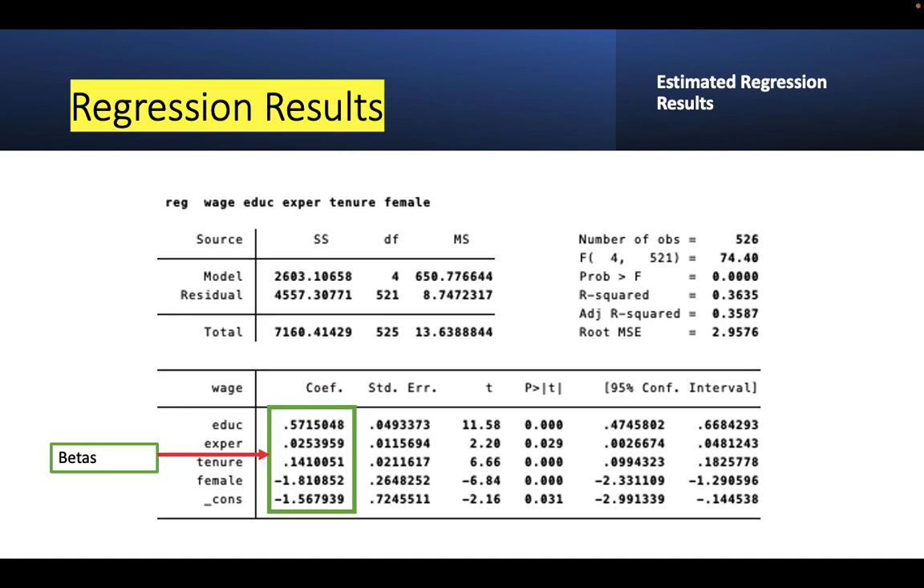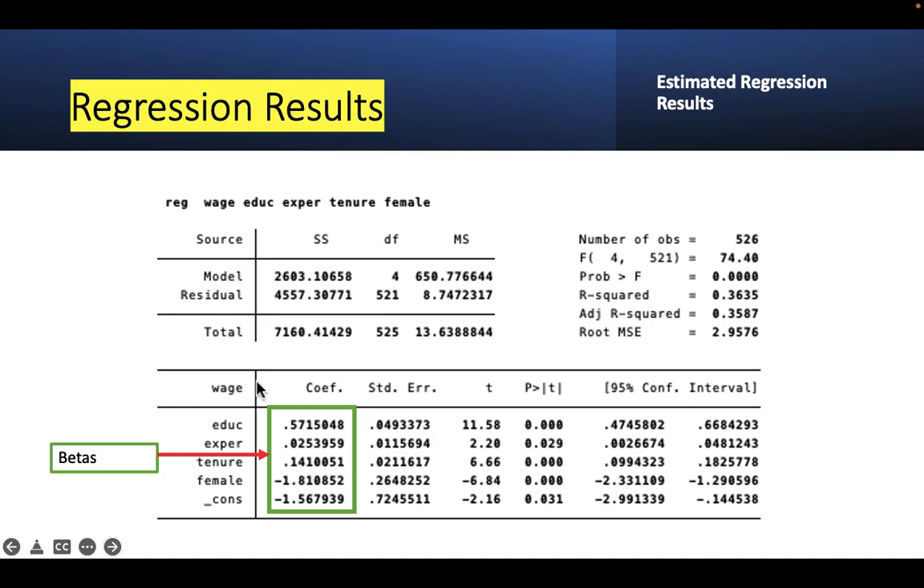So the coefficients over here are all the beta values that are associated with the parameters. The beta value for education is next to it. Then you have the beta value for experience, tenure, and then gender. It is important that when you're looking at these coefficients, you look at the size of the coefficient, which is the magnitude, as well as the sign.